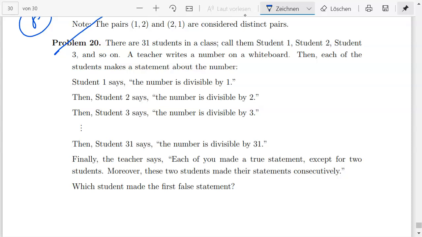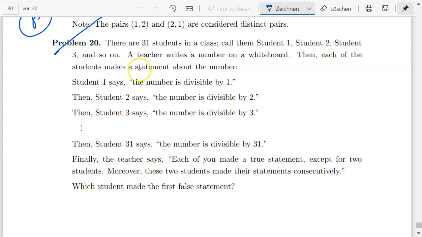A teacher writes a number on the whiteboard, and then each of the students makes a statement about the number. Student 1 says that the number is divisible by 1, and student 2 says that the number is divisible by 2. Then student 3 says that the number is divisible by 3, all the way down to student 31, who says that the number is divisible by 31. Finally, the teacher says that each of you made a true statement except for 2 students. Moreover, these 2 students made their statements consecutively. Which student made the first false statement?